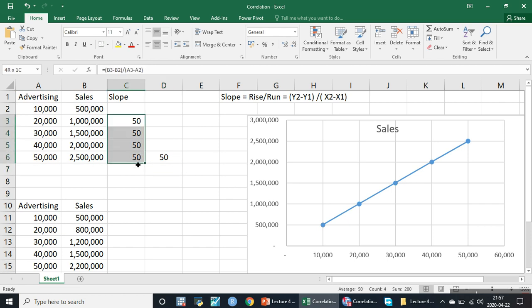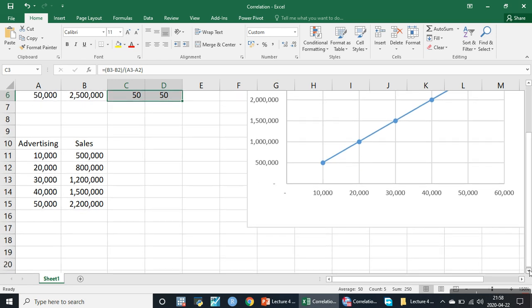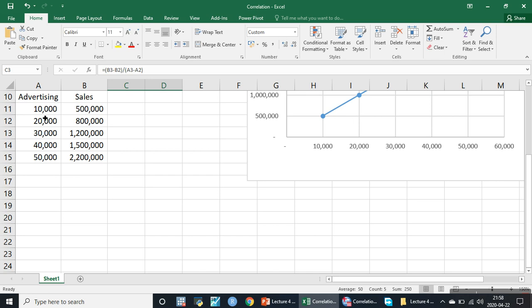When the slope is constant, it means that there is a proportionate positive relationship between variables. Similarly, if we look at the second example, here the slope is not constant. The advertising is 10,000, 20,000, 30,000, 40,000, 50,000. When the advertising was 10,000, the sale was 500,000. When the advertising increased by 100% from 10,000 to 20,000, the sale only increased from 500,000 to 800,000.